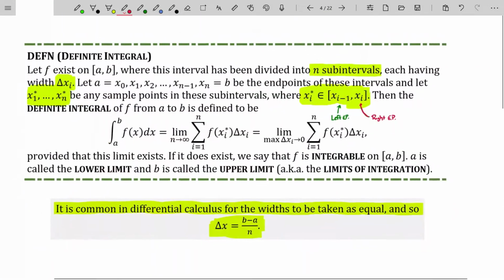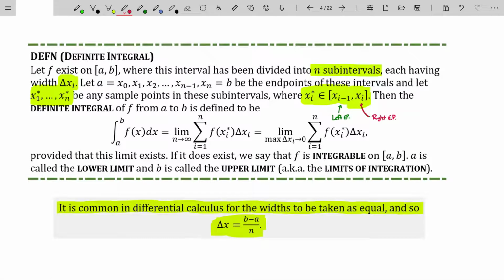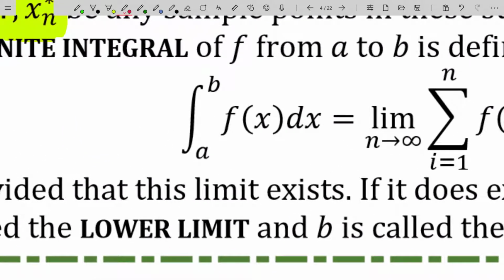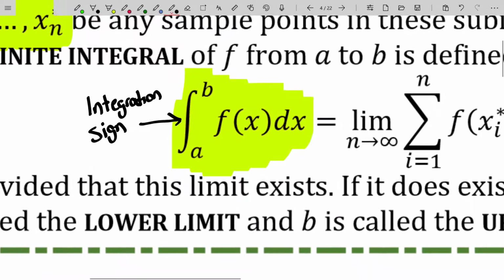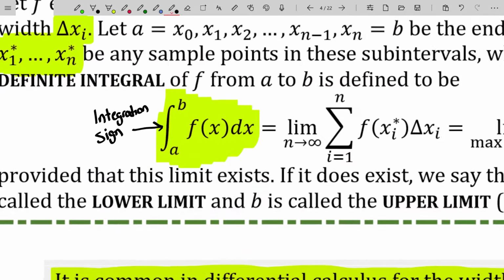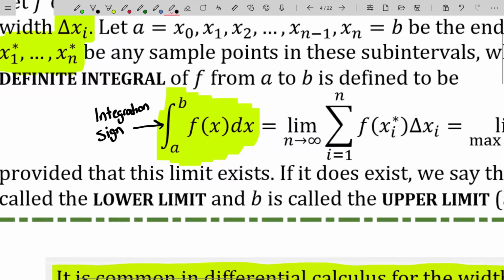Then, here goes the definition. The definite integral of our function from a to b is defined to be this weird looking notation that you've likely seen over and over again for quite some time but never used. But this notation right here, this sign that looks like an elongated S, is called the integration sign. And that notation is equivalent to saying we're going to let n go to infinity of our Riemann sum. In other words, we're going to have an infinite number of slices.